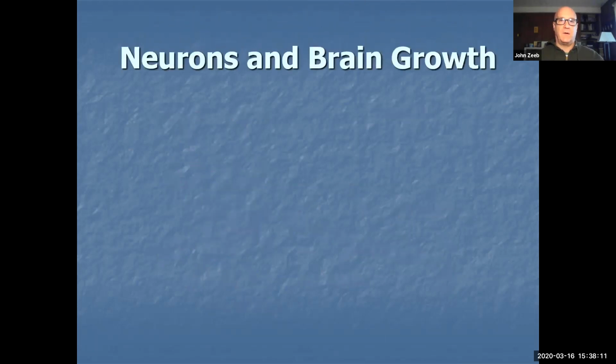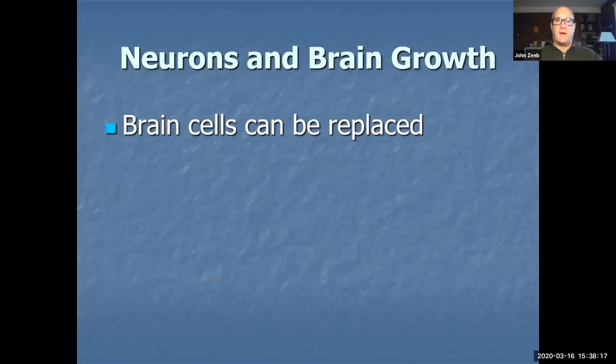All right, so next we go to neurons and brain growth. Based on our studies and research, we have discovered that brain cells can be replaced. You know, for the longest time, they thought that once brain cells were damaged, they were irreplaceable. Now we are finding that that is quite not the case.